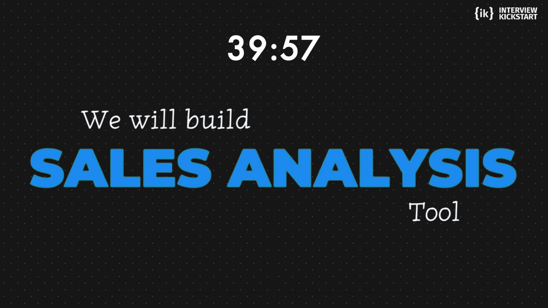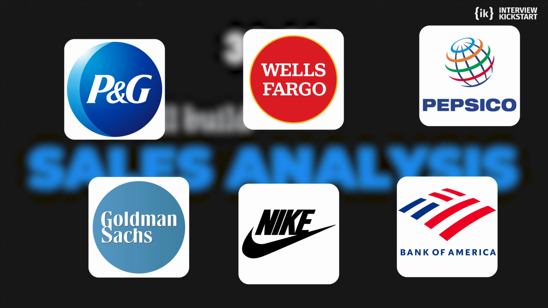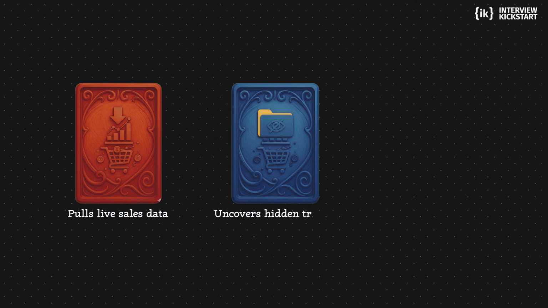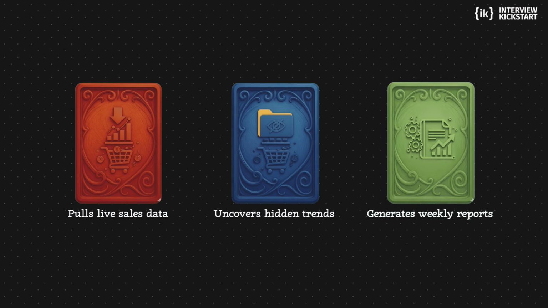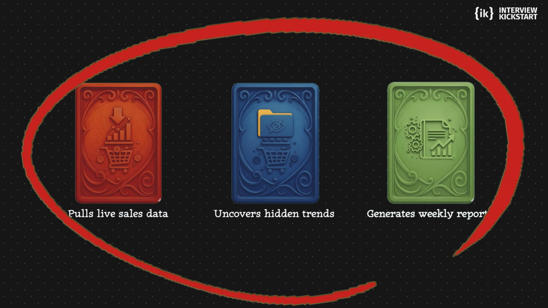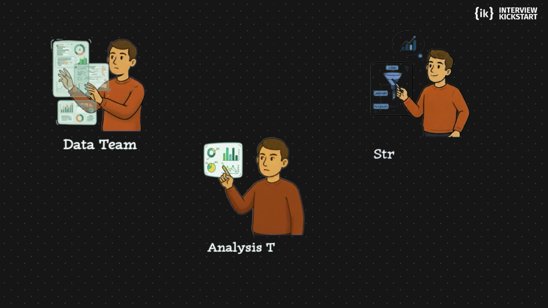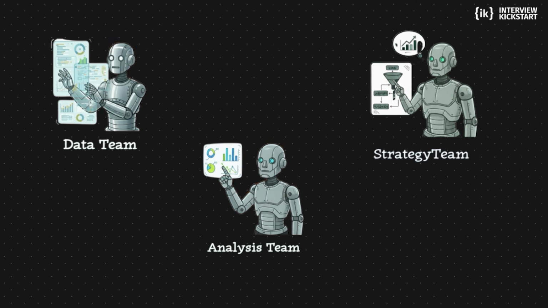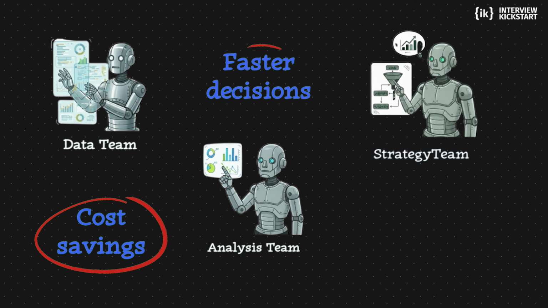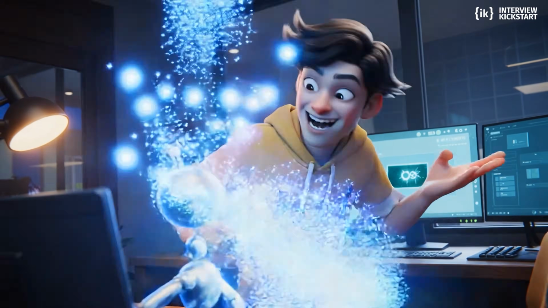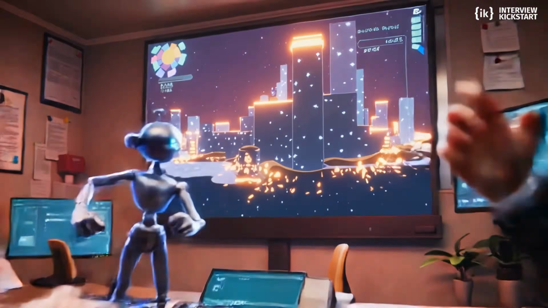In the next 40 minutes, we'll build a sales analysis tool that any product or service company could use. One agent pulls live sales data, another uncovers hidden trends, and a third generates your full weekly business report, all in minutes. Imagine replacing your data, analytics, and strategy teams with intelligent agents that deliver cost savings, faster decisions, and deeper insights. Master this skill, and you'll have a standout project ready for your next AI interview.